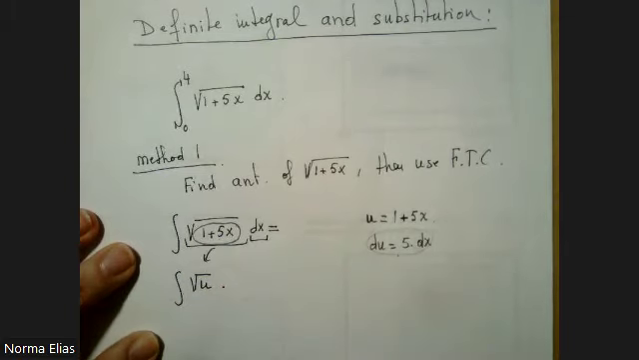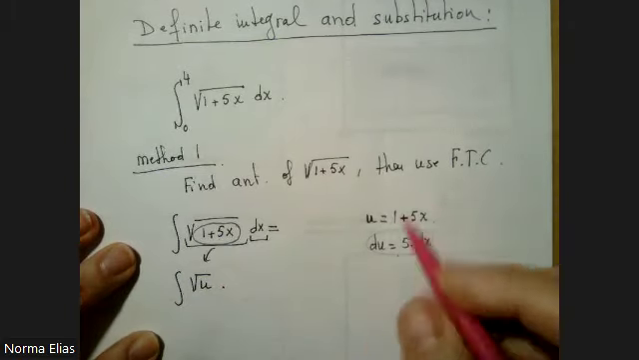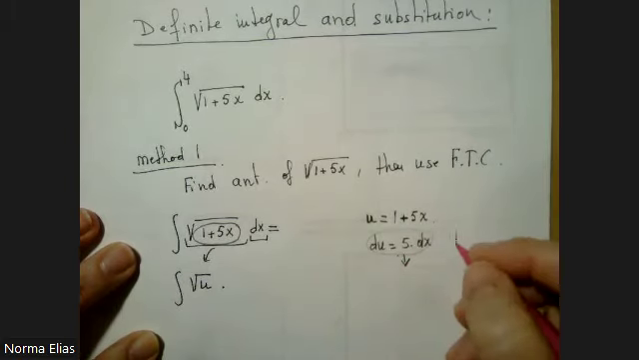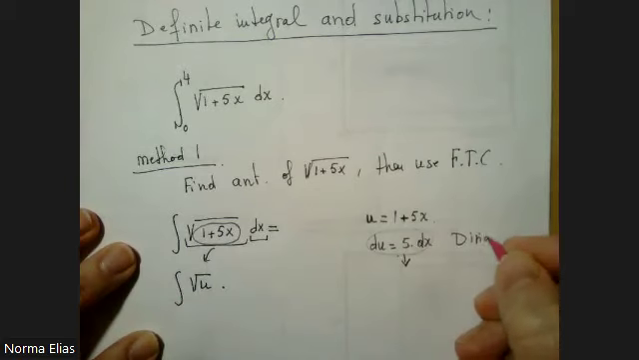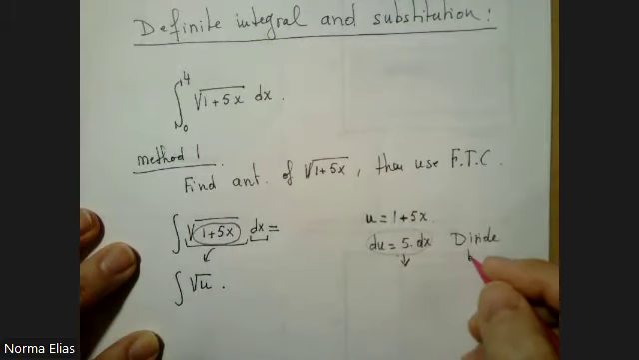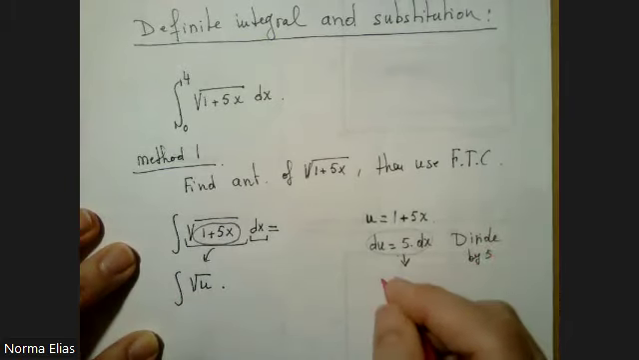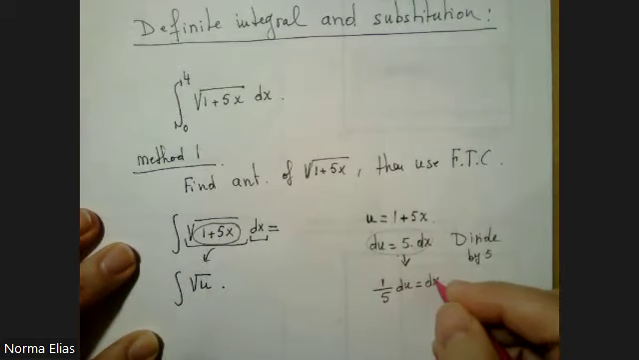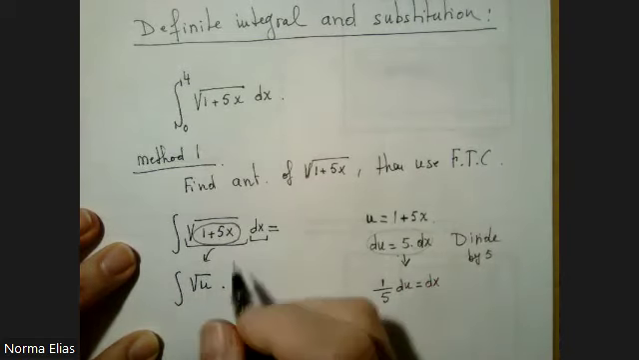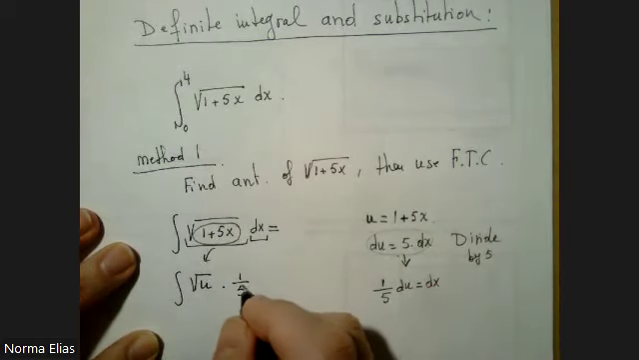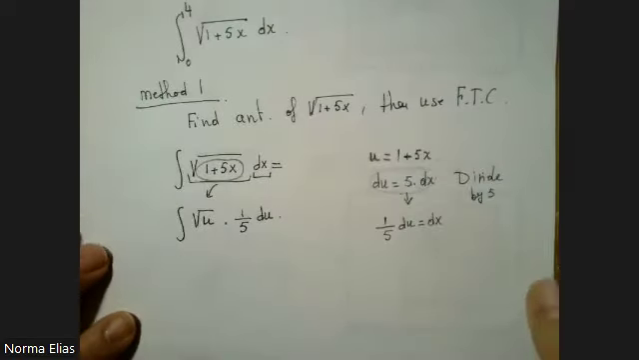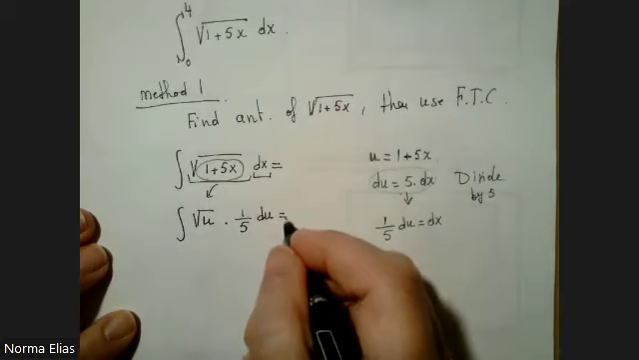Now I have to go back and pick up the x from the du, but I don't have quite the dx. I have 5 dx, so we're going to divide by 5 both sides. And this will give me 1 over 5 du is my dx. So my dx now is 1 over 5 du. And now I evaluate this integral as an integral in u.